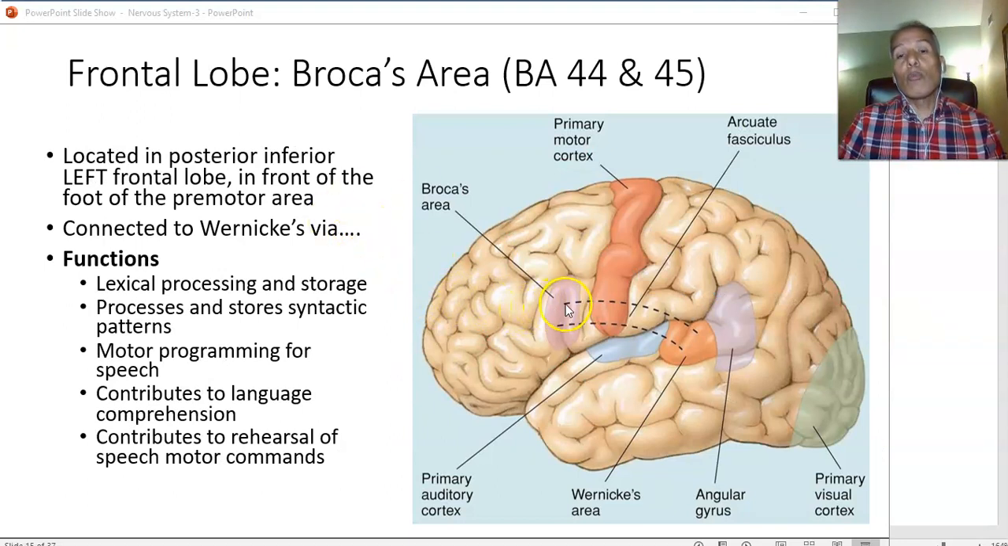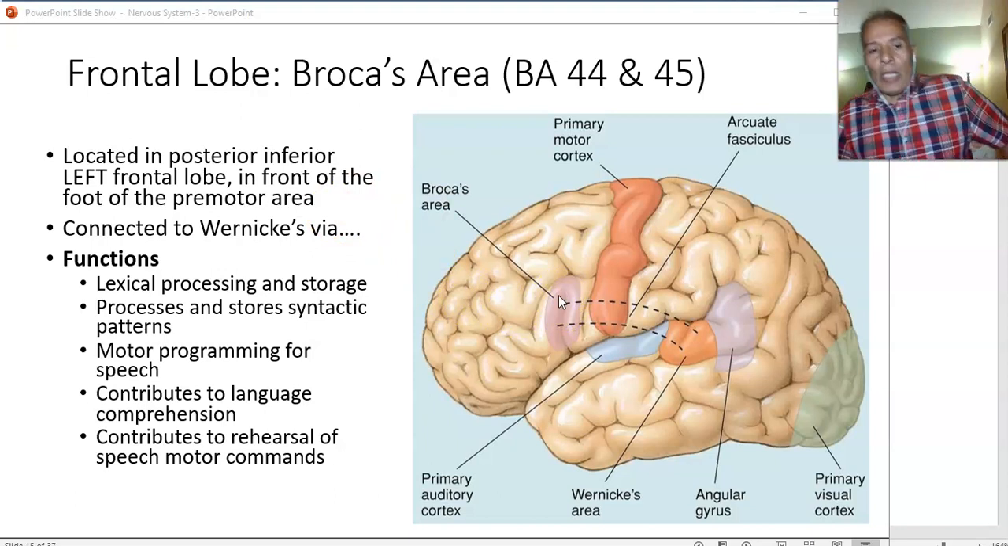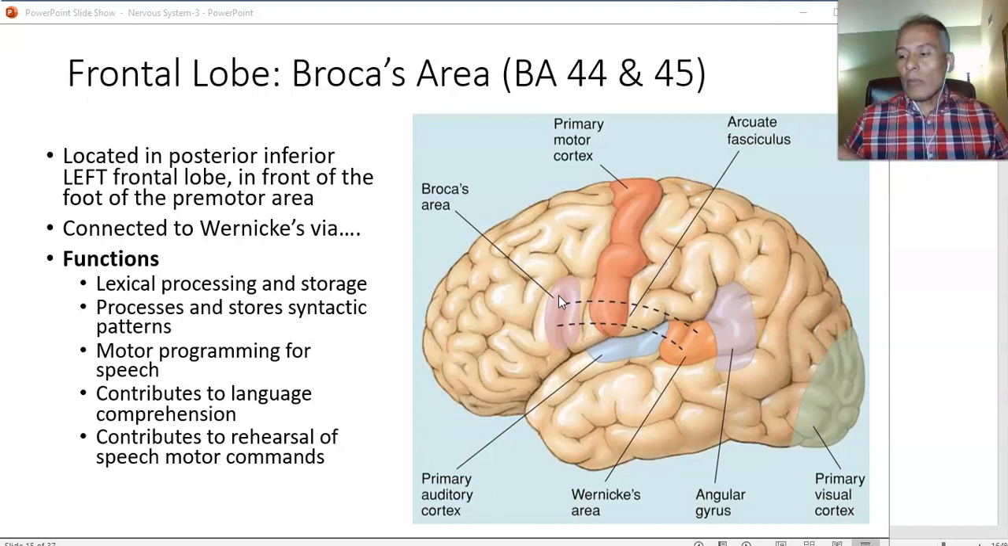Then we come to Broca's area. We have spoken about it a lot, and this is the central area for speech. Traditionally, people would tell you, oh, Broca's area is dedicated to expression, verbal expression, and grammar. And that's it. But that is not the case.